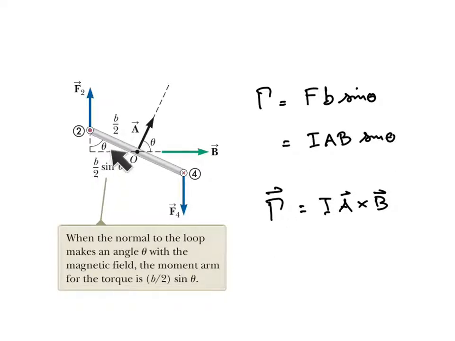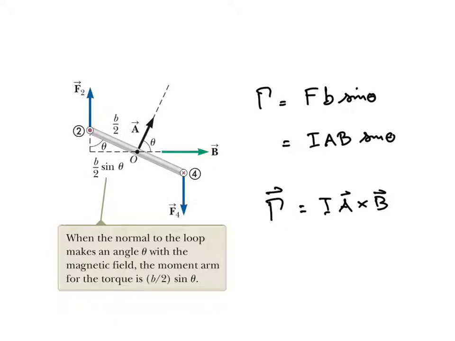Theta is this angle. It is the angle between the plane of the loop and the direction of the magnetic force. So this is the angle theta.